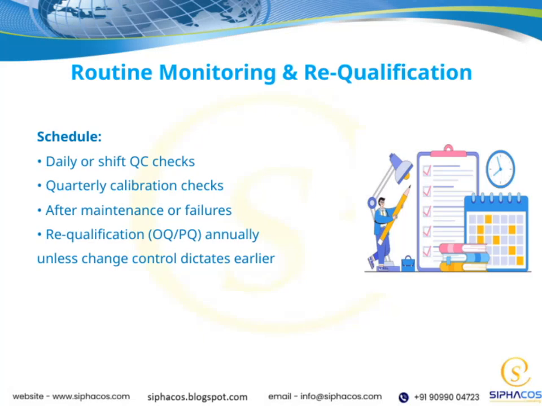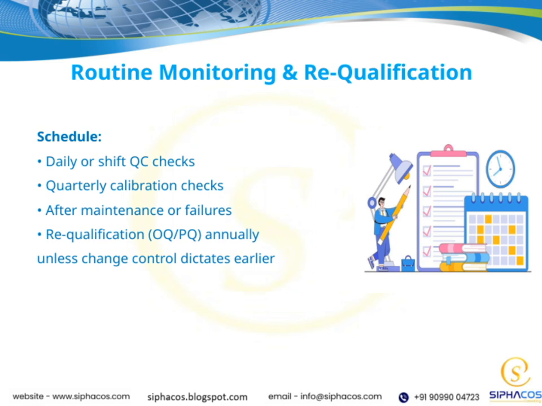Let's talk about routine monitoring and requalification. First, it's important to understand that routine checks are a key part of maintaining quality and compliance. We perform daily or shift-specific QC checks to ensure everything is functioning properly on a regular basis. In addition, quarterly calibration checks are necessary to keep our equipment accurate and reliable over time. Whenever we perform maintenance or experience any failures, that's the time to reevaluate and verify that our systems are still performing as expected.